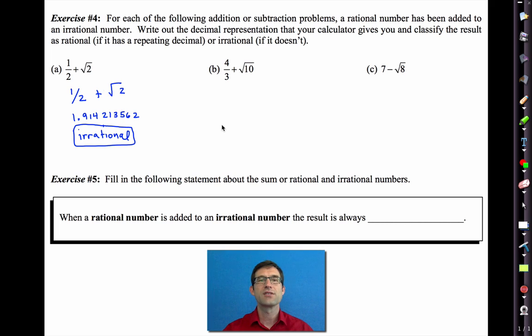All right, let's go through it. So again, if I type in the rational number 4/3 plus the irrational number square root of 10, my calculator gives me the following.